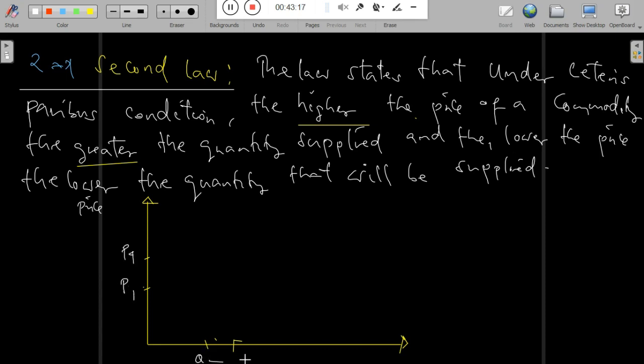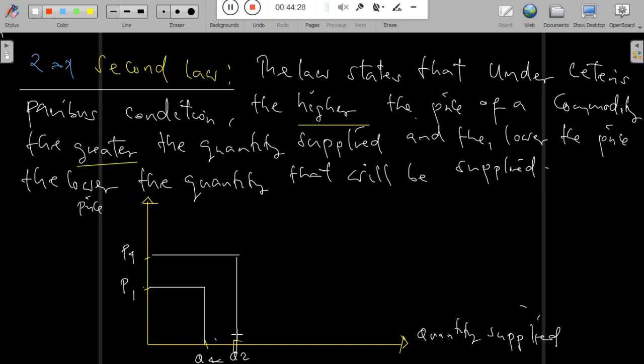This means that most of the producers are encouraged to supply more because of the higher price, because they know they are making high profit. But on the other side, consumers tend to decrease demand due to the increase in price. So this is how the second law graph is demonstrated. You see the supply curve is going upward, as you can observe.